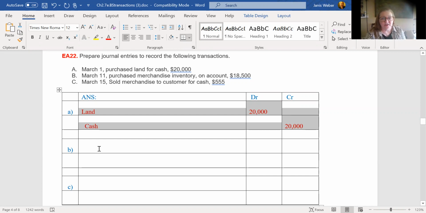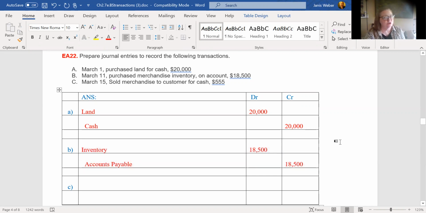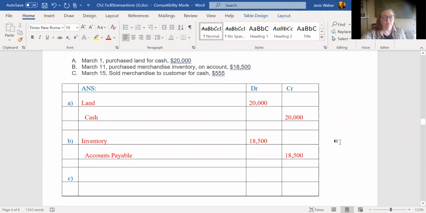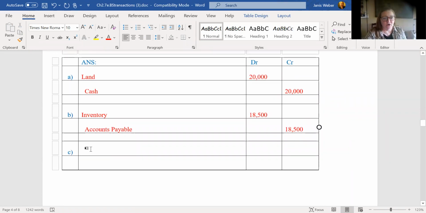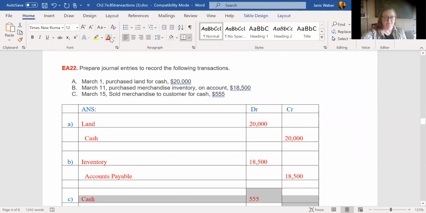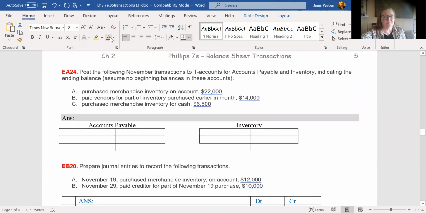Second part, we purchased merchandise inventory on account. So we increase merchandise inventory and we increase accounts payable. If it says you bought something on account, you didn't pay for it now. And then the third thing that happened, we sold merchandise to customers for cash. So if we get cash for something, we're increasing cash. We debit cash, we credit sales revenue for $555. Okay, so you just have to kind of get used to what we're doing.